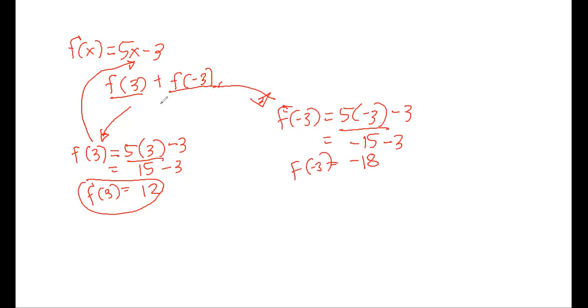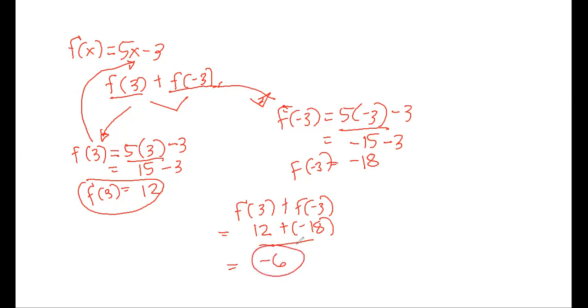Now, what do we do? We add both. So that is f of 3 plus f of negative 3. The value of f of 3 is 12. Then we add negative 18. Adding unlike signs, we subtract them. So the answer of f of 3 plus f of negative 3 is equal to negative 6. Check this one with your module or with your lecture notes.